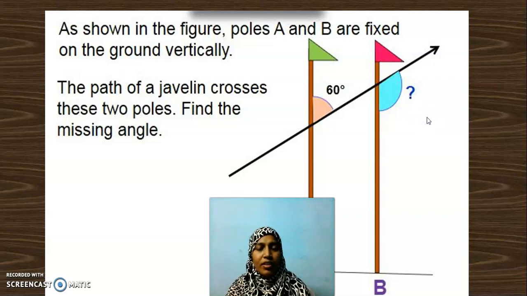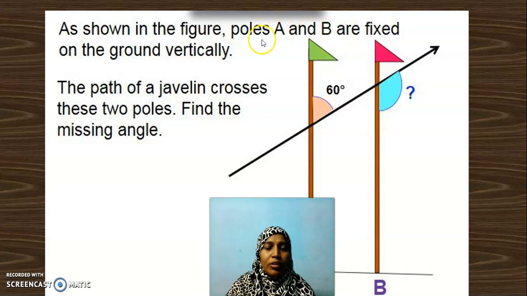Hi children, let's continue with this question in chapter Lines and Angles. As shown in the figure, poles A and B are fixed on the ground vertically and they are parallel. The path of the javelin crosses these two poles. Find the missing angle. Just by looking at the diagram, we may decide it wrongly.